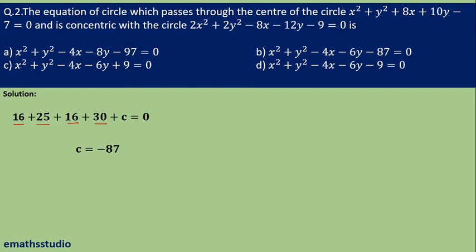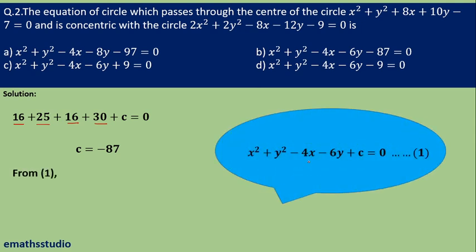Now once I get the value of c, from equation number 1, which was x square plus y square minus 4x minus 6y plus c is equal to 0, if I put here the c value as minus 87, I can write the equation of the circle as x square plus y square minus 4x minus 6y minus 87 is equal to 0. So now check the options. Which option looks correct? It is option B, where we have x square plus y square minus 4x minus 6y minus 87 is equal to 0. So this is the answer.